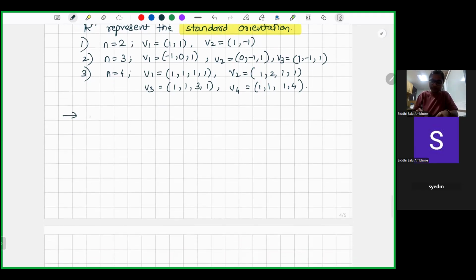So in general, to check the orientation of Rn, let me just write this. Since we are in Rn, the determinant of the basis change matrix will be a real number. So we either have it to be positive or negative. And since it is a basis change matrix, the determinant won't be 0.